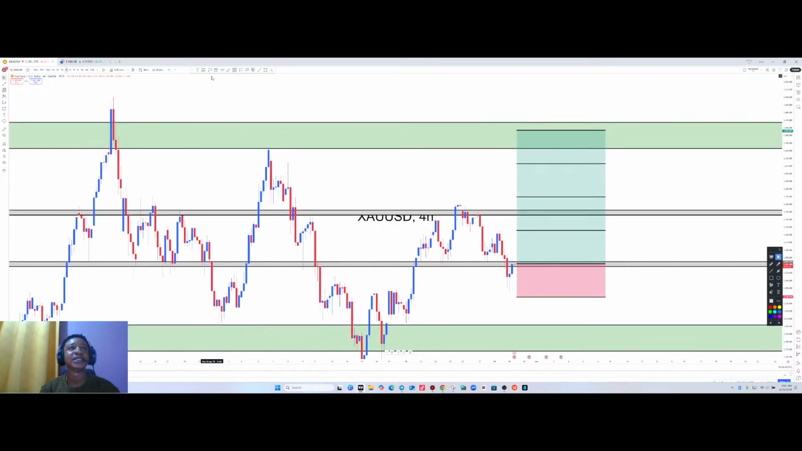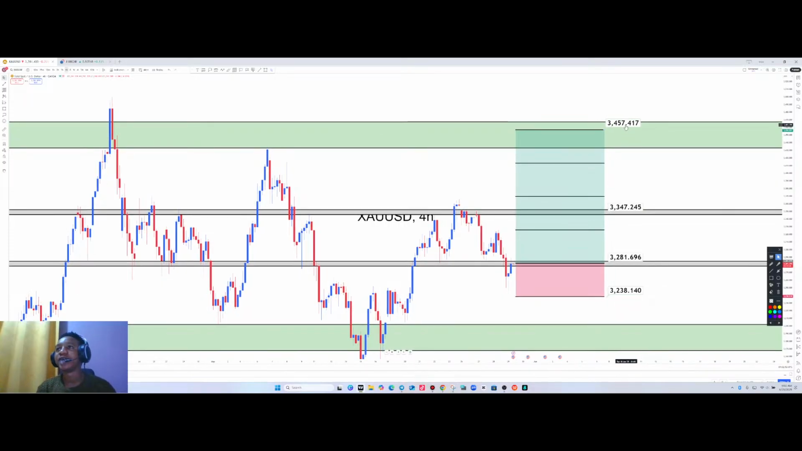All right, let me give you guys the coordinates. So the entry is at 3281. Stop loss is also here. Make sure you are calculating your risk and everything. TP1 is going to be at the next 4-hour resistance level. TP2 will be at the daily resistance level, somewhere around here. I know you guys see the coordinates very well. Let me see if I can change the color so that it will be much more visible. I think this one is good.